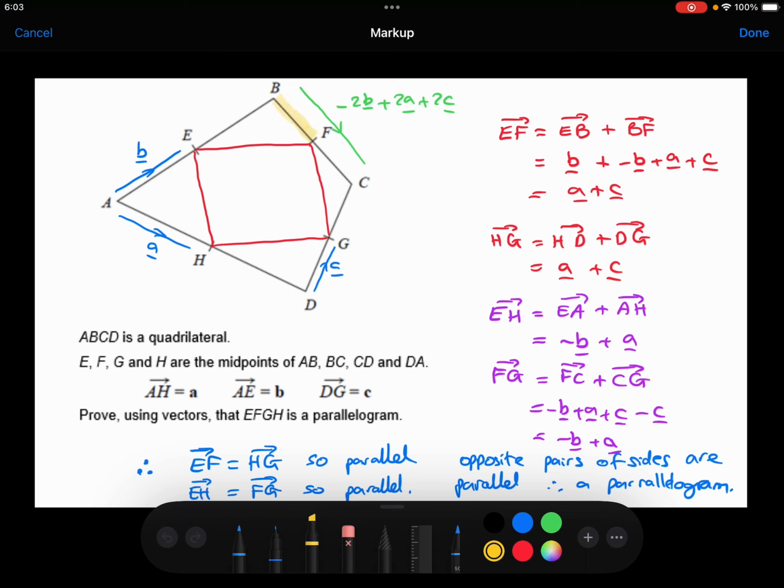So first thing I've done is I've worked out the vector BC. And I've done that by going from B to A, which is minus 2B, plus A to D, which is plus 2A, plus D to C, which is plus 2C. So that's what I've written there.